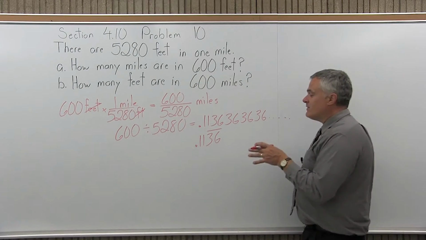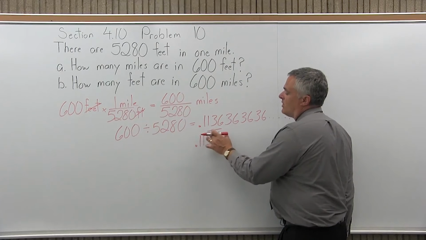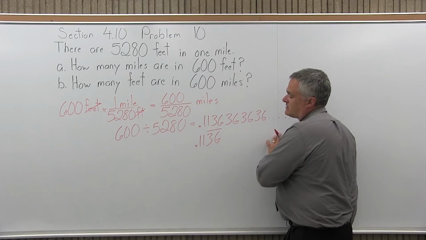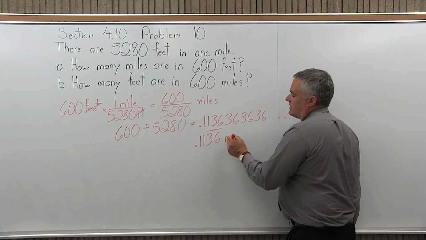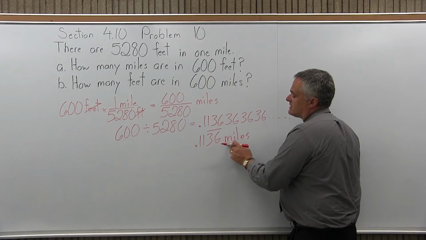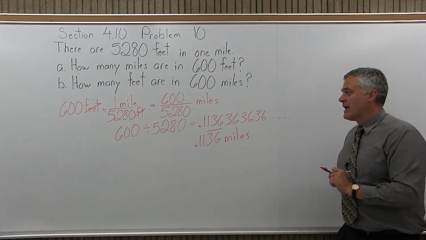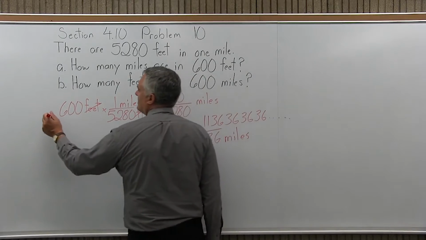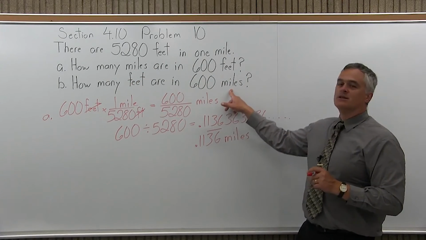You can round it off if you like to however many digits you feel you want that much accuracy for. Or if you put the bar over it, that means the 3 sixes go forever and never stop. Include your units of measure, that's important. So it's 0.1136 miles. The 3 sixes repeat. So that's part A.